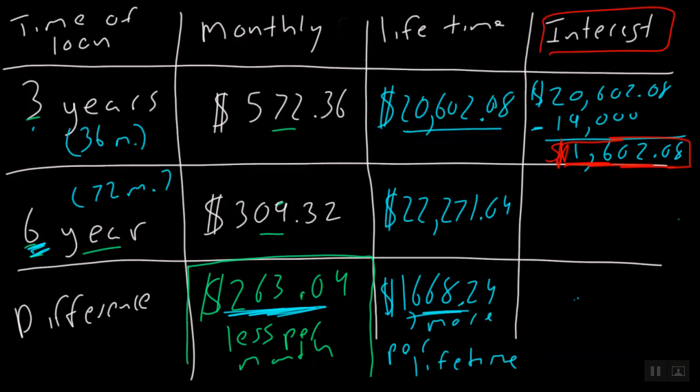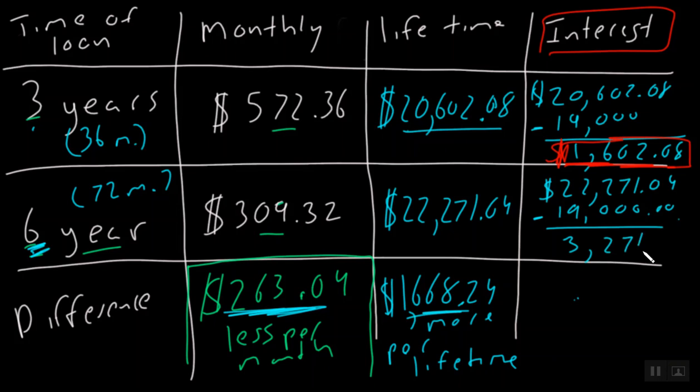But what about this one right here, this $22,271.04 minus that $19,000 loan amount? Well, check this out. You actually wind up paying $3,271.04 in interest. All right.